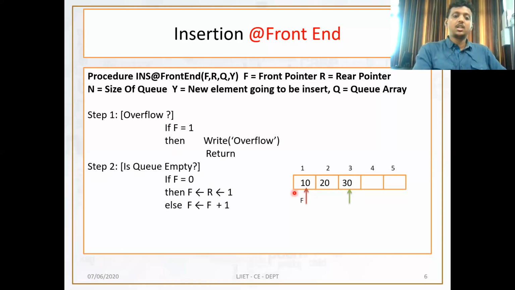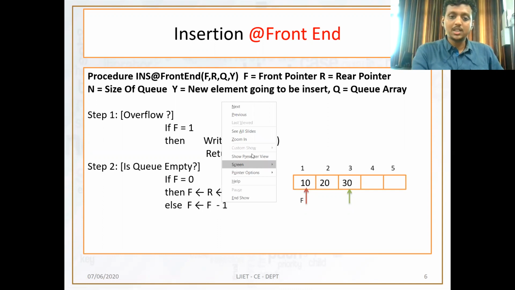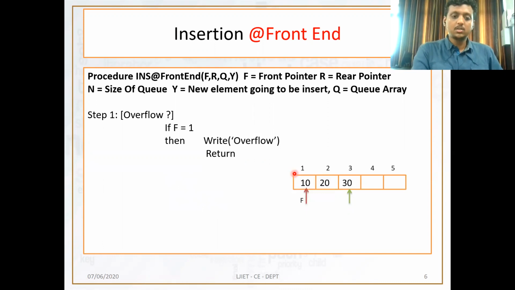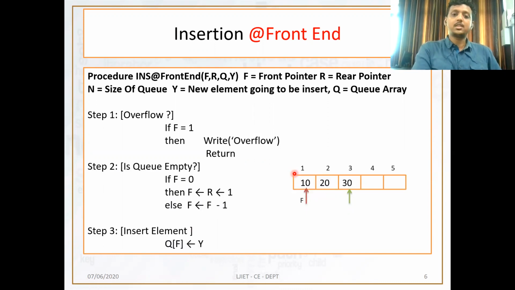Second step is, if f is equal to 0, then move f and r to 1. Suppose my queue is empty, students, then I should move f and r both to 1 and insert the values. Otherwise, what I need to do is f = f - 1. So I need to decrement my front pointer over here. What is the last step? You just need to assign the value. So just do q of f is equal to 5.